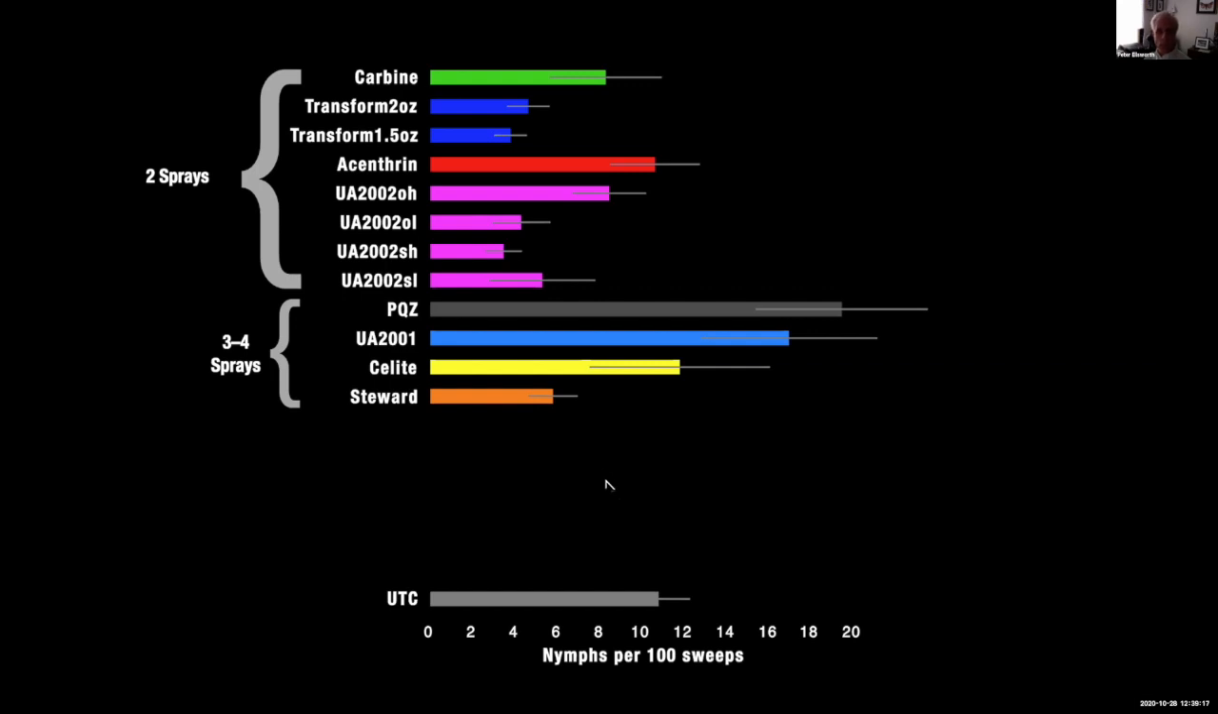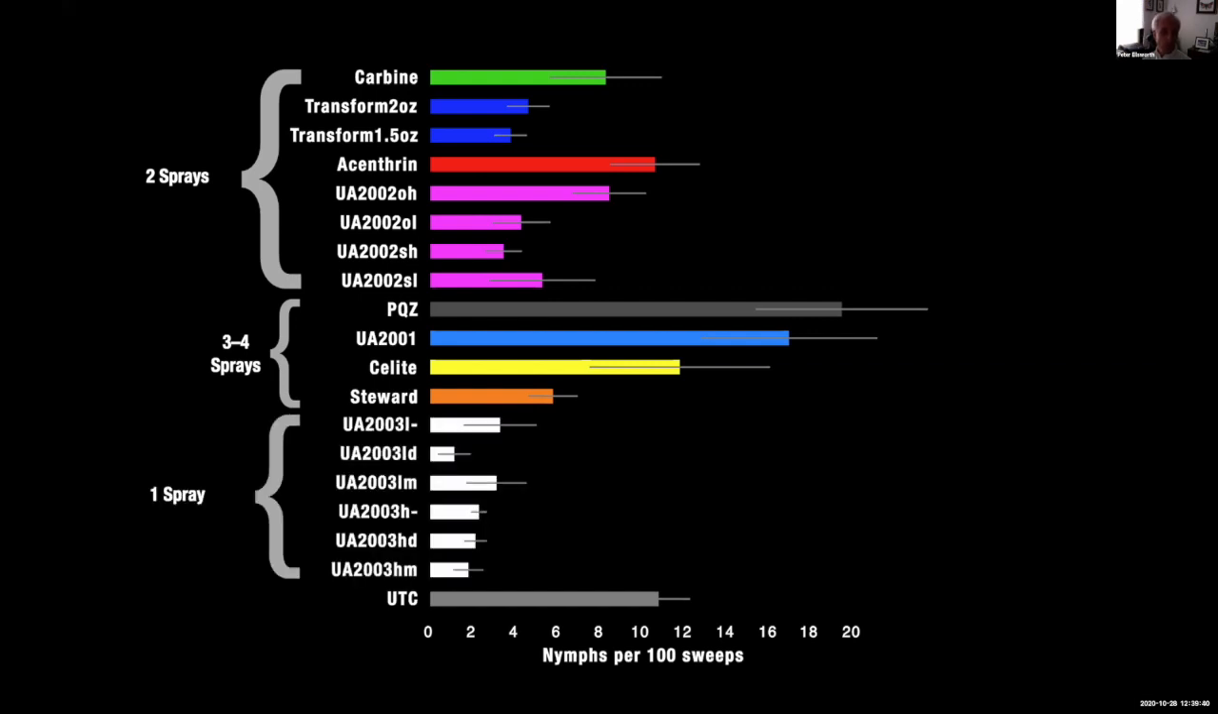Celite is an OMRI certified or organic insecticide. It's a formulation of diatomaceous earth, which is a physical acting material. It didn't show much effect here, so not too good. And Steward, we've demonstrated some limited efficacy in the past. We wanted to follow up on that and see if we could quantify that. Then we have this group of experimentals here, which were only sprayed 1 time, because we wanted to see how long of a residual we would get with these materials. You can see they suppressed nymphs to quite a large degree.